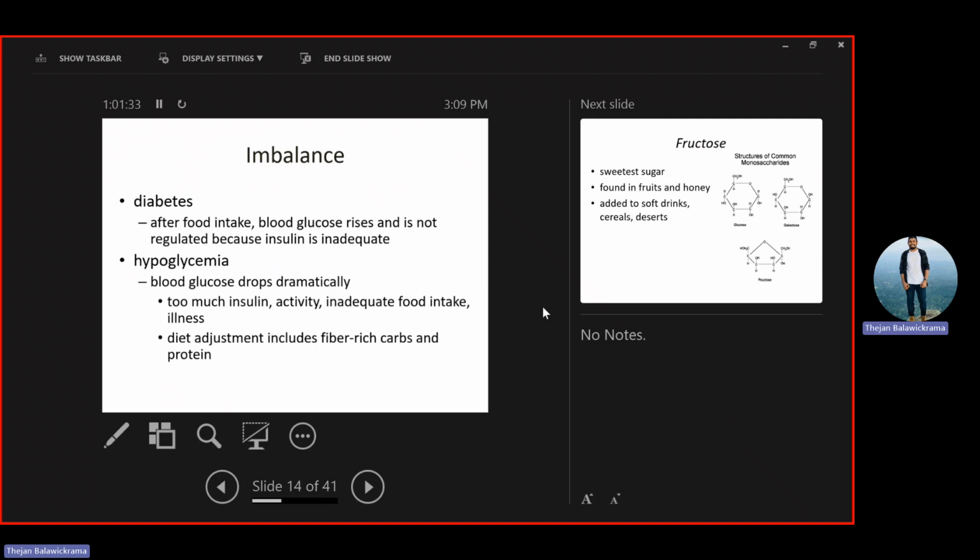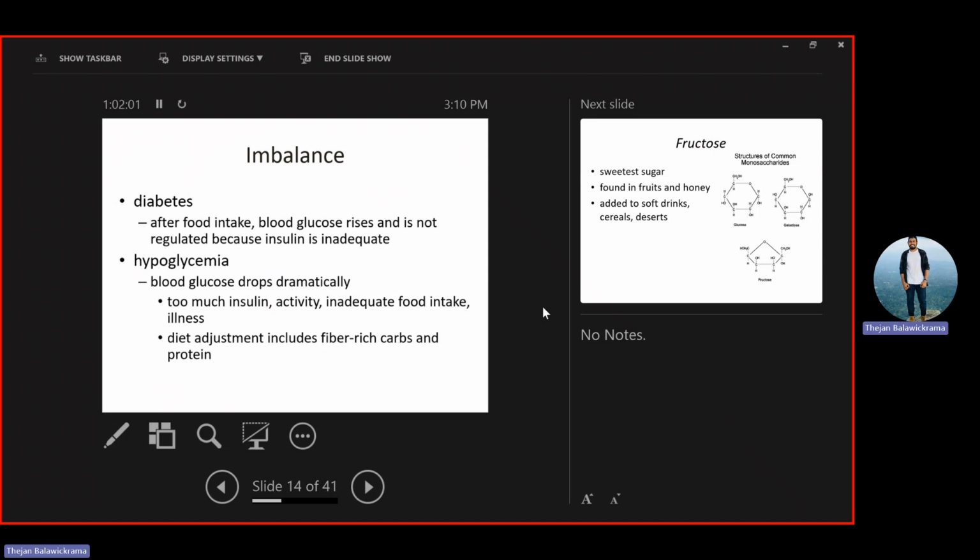Diabetes. A very familiar term, right? What is happening? We eat. Food intake, and the blood glucose level rises up. Why? Because digestion is happening. Starch is broken down by enzymatic processes, and glucose is generated.